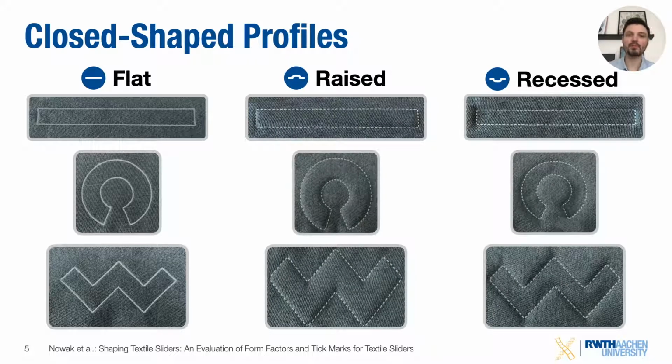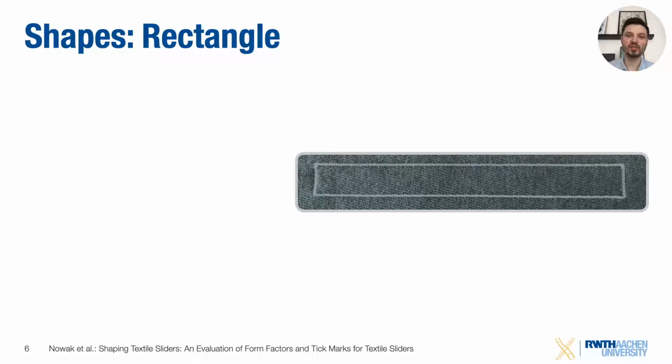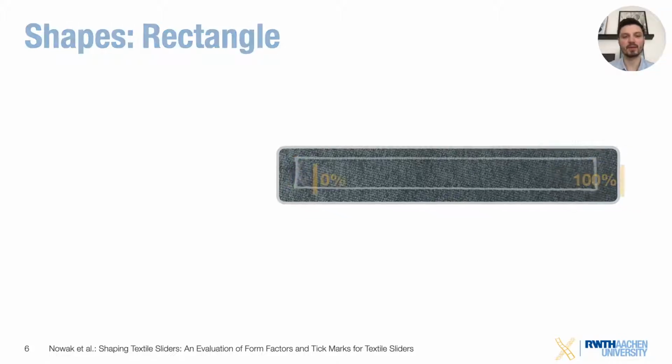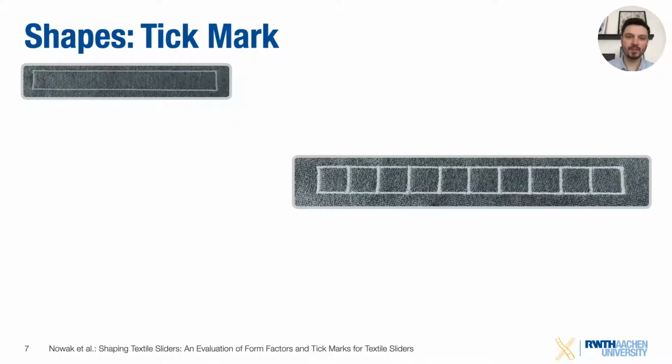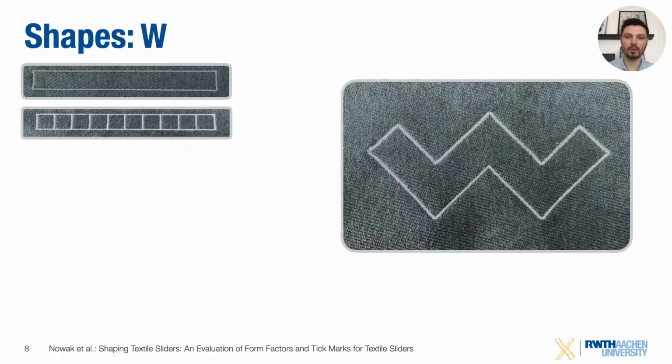As already mentioned, we were interested in slider designs that help the users estimating their position on the slider. Therefore, we changed the shapes to offer different features that help orientating. The rectangle slider served as baseline. Here, the participants could only use the start and the end of the slider as orientation help. The tick mark slider is a rectangle slider that uses the well-known concept of tick marks to offer help at discrete 10% steps.